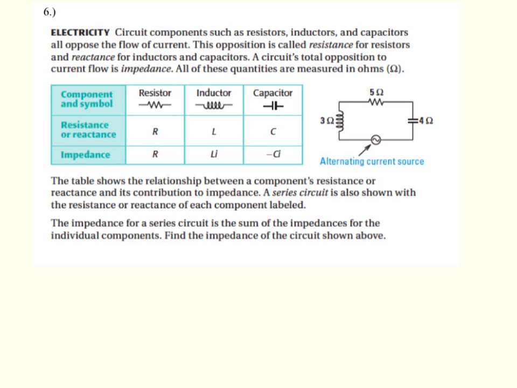So here's a chart in which they show us the different symbols used for reactance, impedance, for resistor, inductor, and capacitors. And then they give us a diagram of an alternating current source and the different things encountered. So the table shows the relationship between a component's resistance or reactance and its contribution to impedance. A series circuit is also shown with the resistance or reactance of each component labeled. The impedance for a series circuit is the sum of the impedances for the individual components. Find the impedance for the circuit shown above.